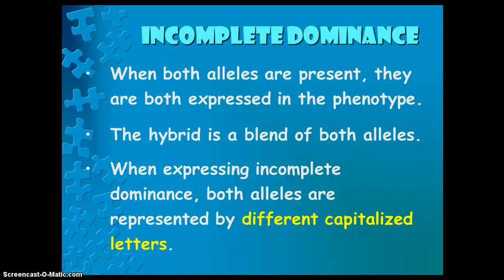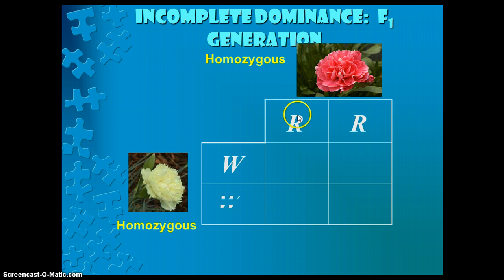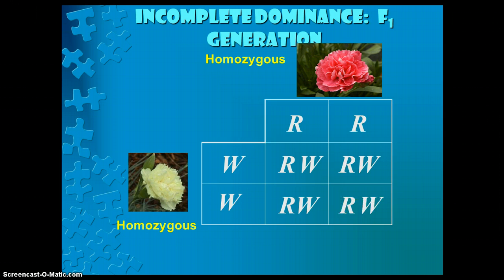So when expressing incomplete dominance, both alleles are represented by different capitalized letters. When we're talking about these patterns of inheritance where both alleles are equally strong, or they're both dominant, we represent them with uppercase letters. This is a great example. We have a red flower right here that's homozygous, with a big R, and a white flower over here, represented by a capital W, capital W. These are both equally strong, equally dominant alleles. When we cross them together, we get a hybrid genotype of big R, big W.